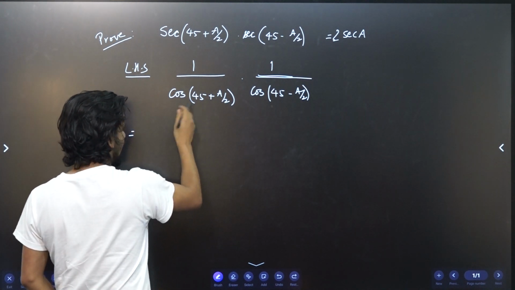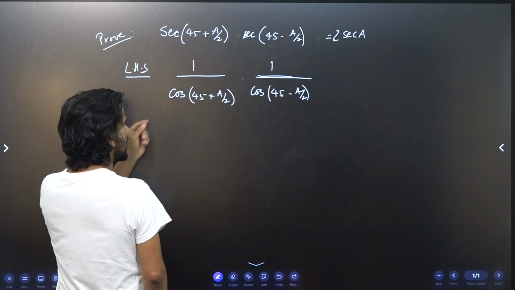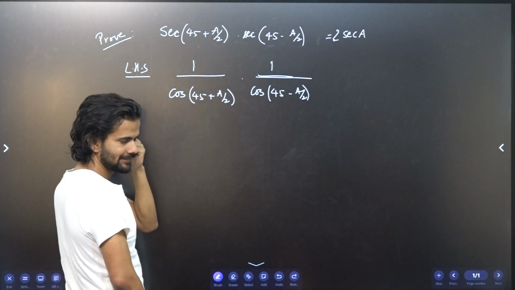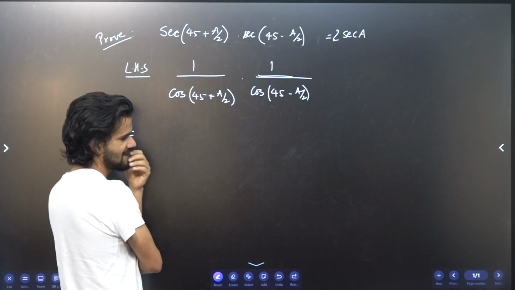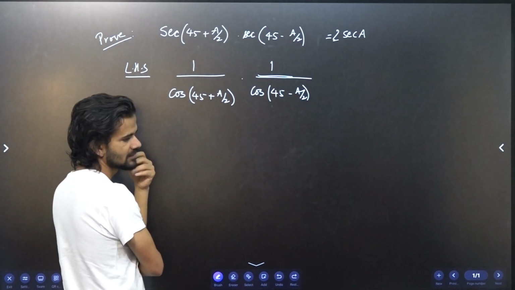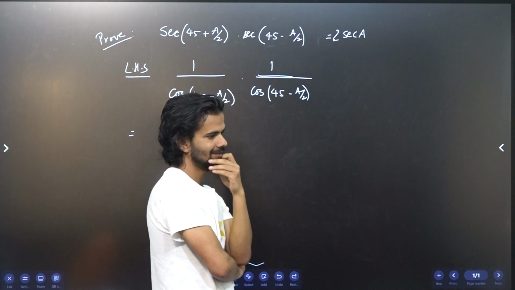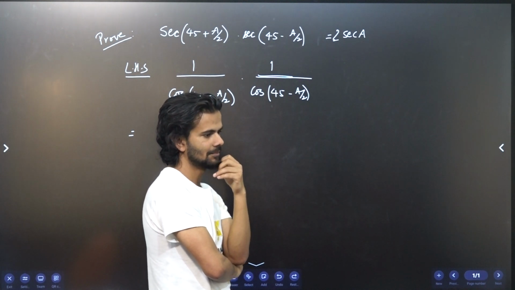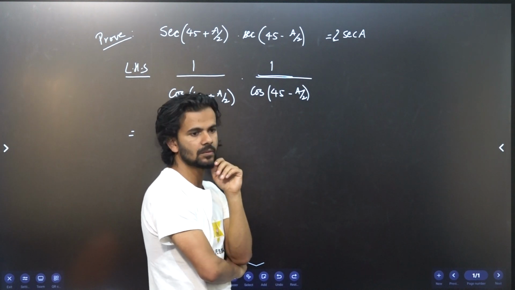Well, do we have any idea of cos(A + B)? Cos(A + B) is cos A cos B minus sin A sin B. Cos(A − B) is cos A cos B plus sin A sin B. From that also I think you should be able to get the answer.